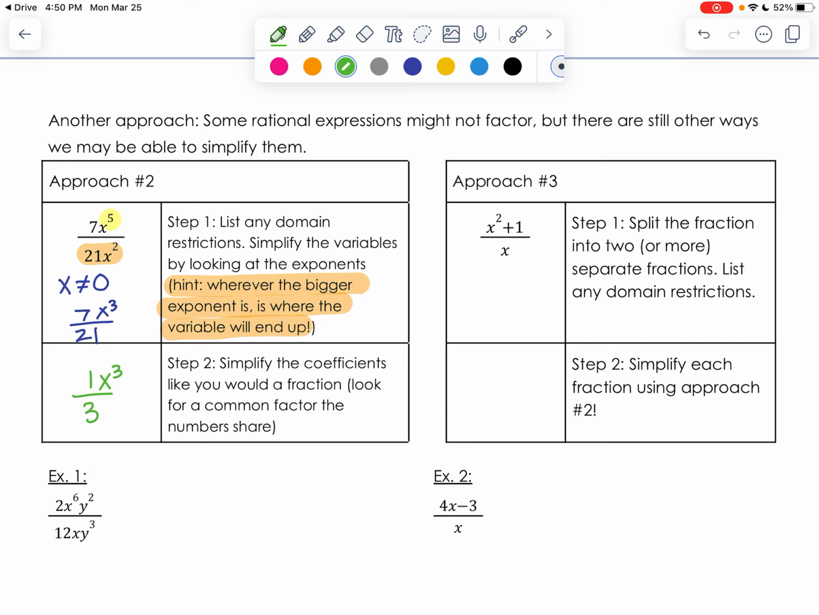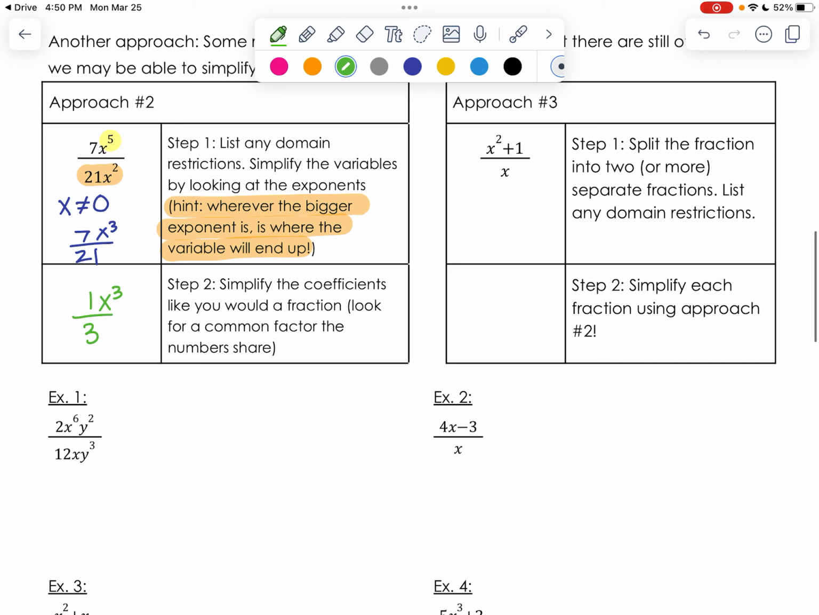Before we move on to approach number 3, let's do an example of this approach here. Example 1. This might also help you understand the exponent rules a little bit better as well. So I'm going to start step 1 by listing the domain restrictions. Now in this case, I have 2 different variables in the denominator, and so it's really important that none of them make the denominator 0. Because it's all multiplication, I know that my restricted values are that x cannot equal 0 and also that y cannot equal 0. Even though they're being raised to exponents, still, 0 to any power is 0. Multiplying by 0 is not good.